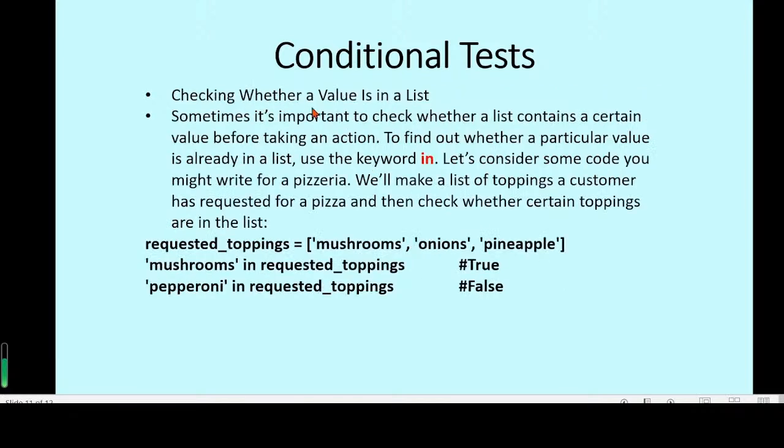And checking whether a value is in a list. Sometimes it's important to check whether a list contains a certain value before taking an action. To find out whether a particular value is already in a list, you can use the keyword in. Let's consider some code you might write for a pizzeria. We will make a list of toppings a customer has requested for a pizza, and then check whether certain toppings are in the list. So this is a requested toppings list with 3 elements.